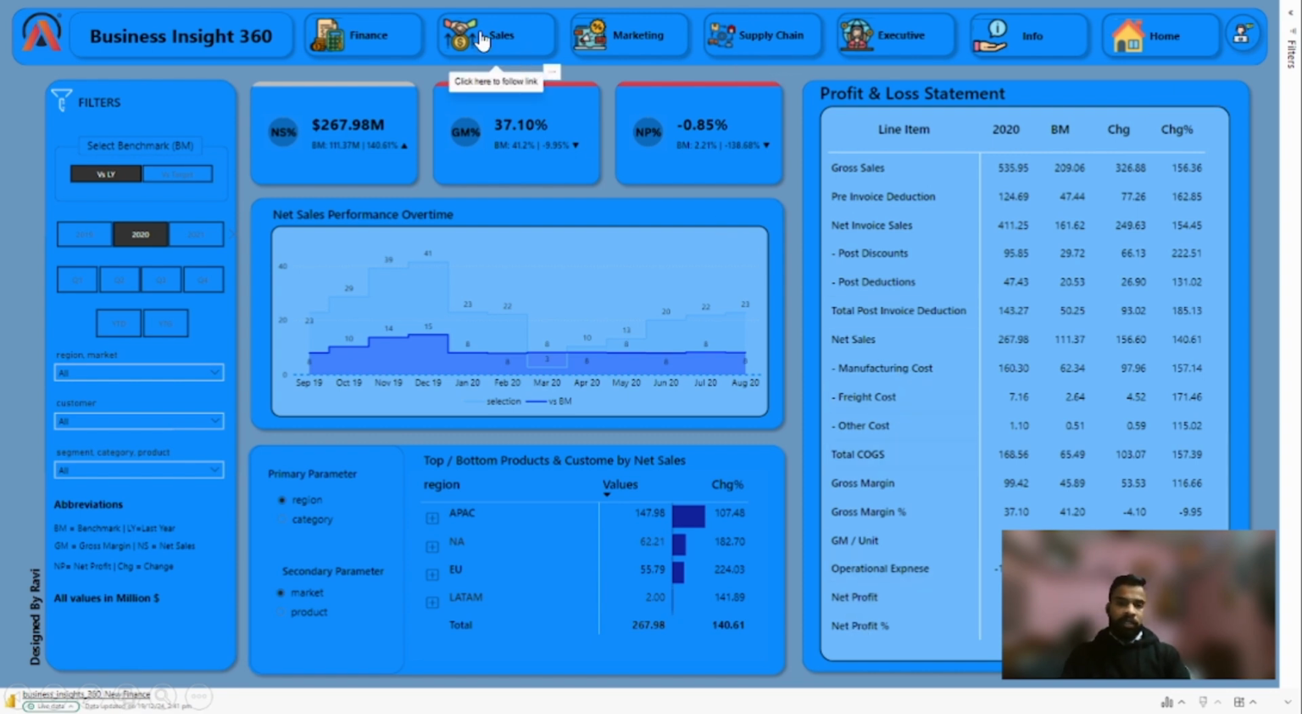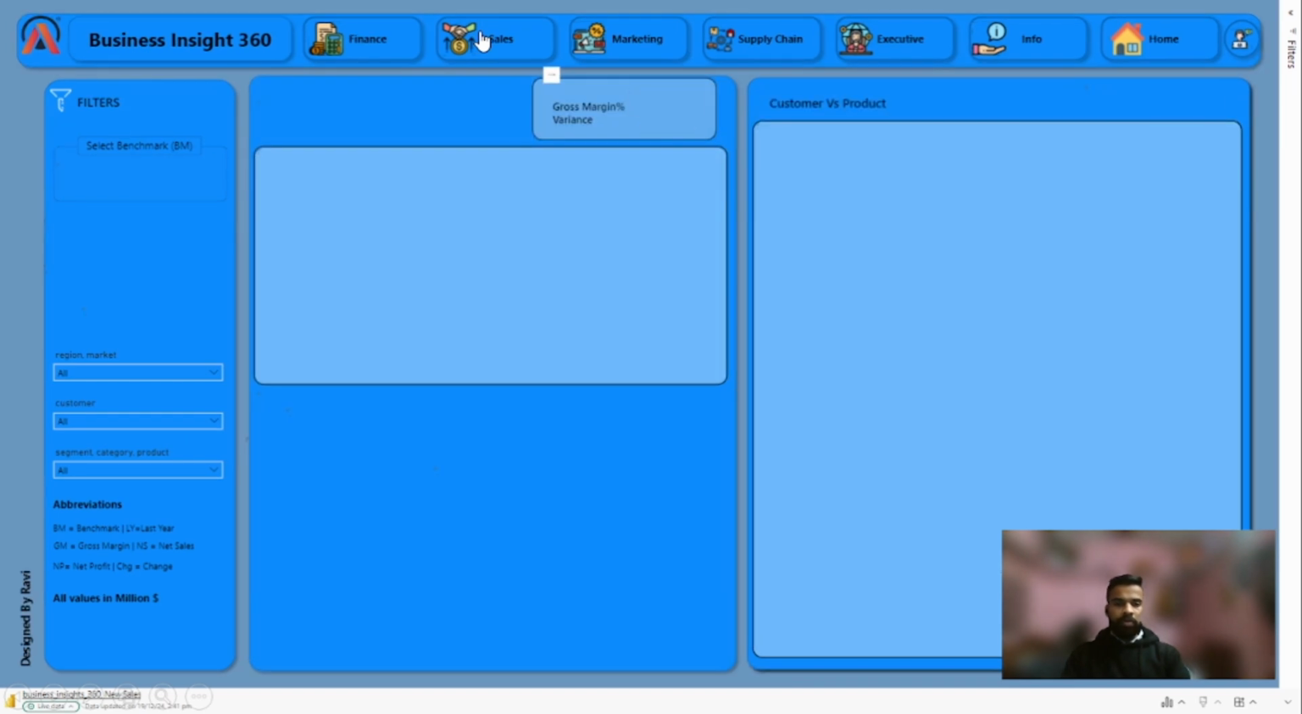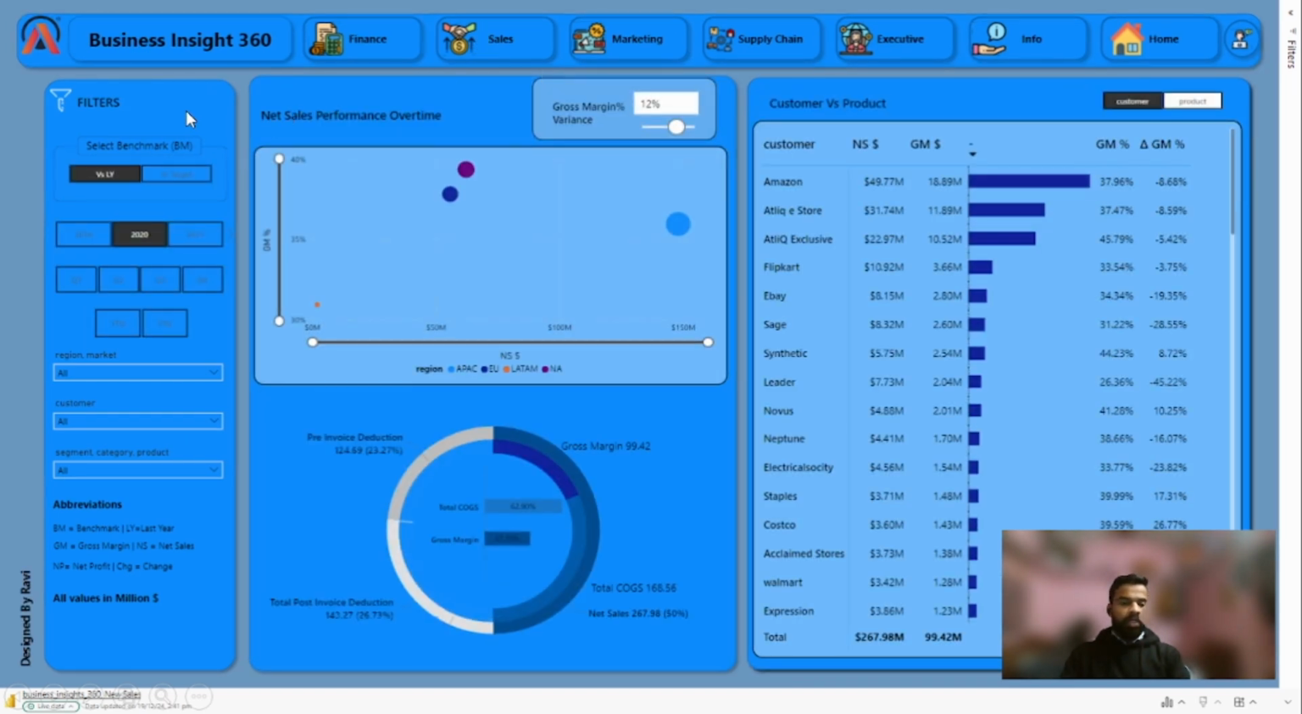Now we'll navigate to the sales view. This is again the left side pane, a filter pane, where you can apply any filter. Okay, net sales performance over time. This is a scatter chart showing the relation between gross margin percentage and net sales over the time period.